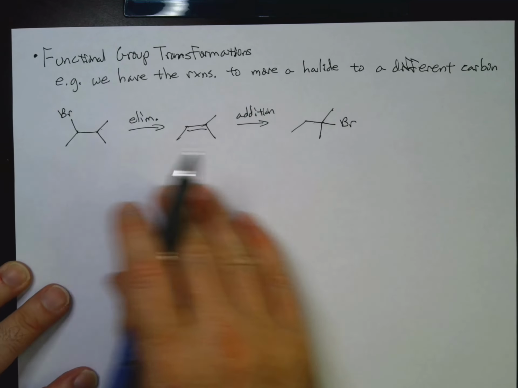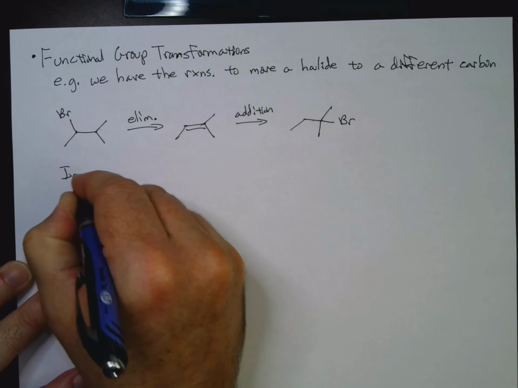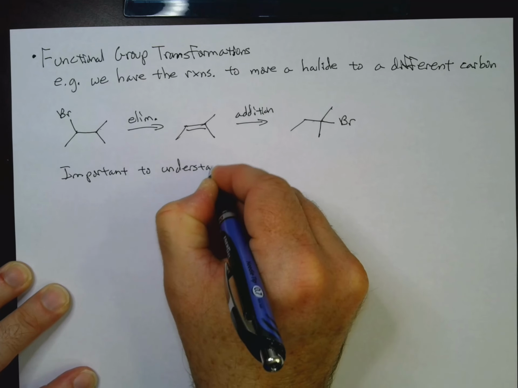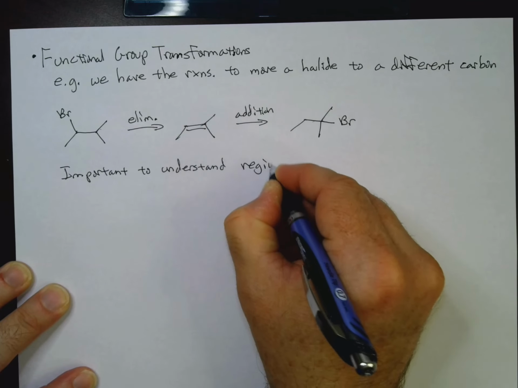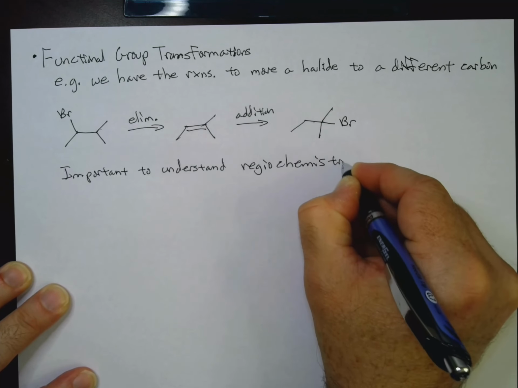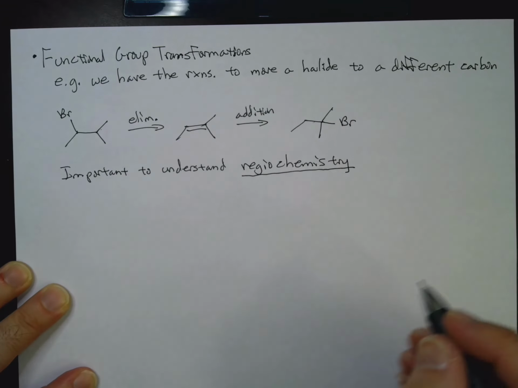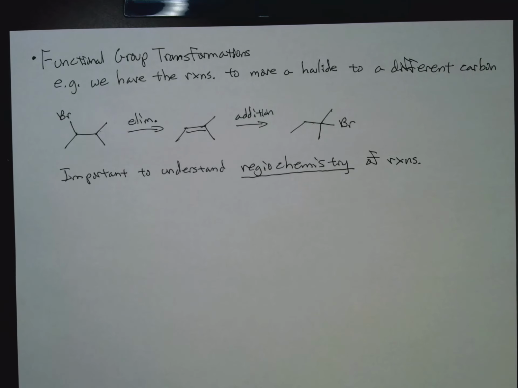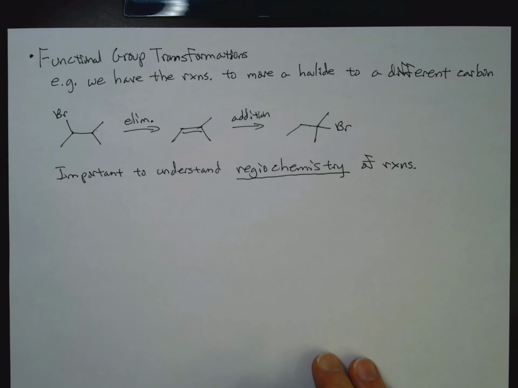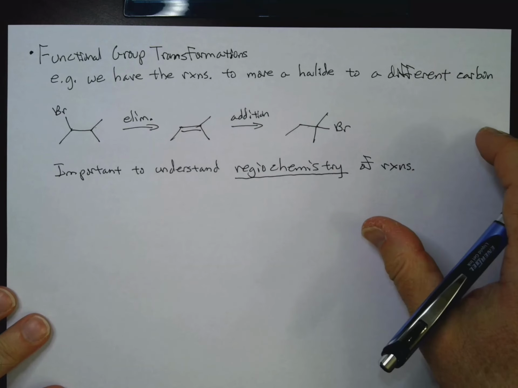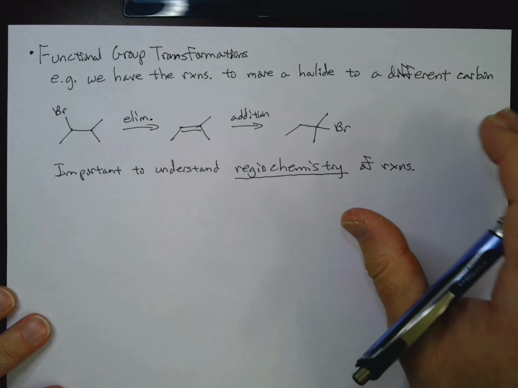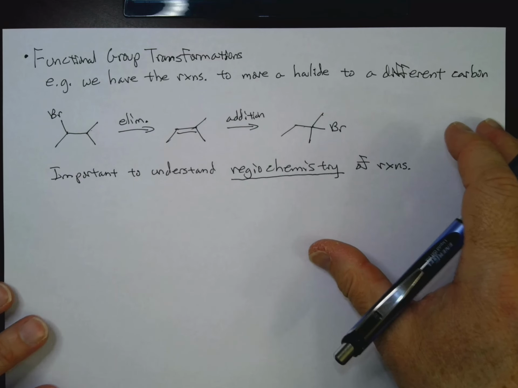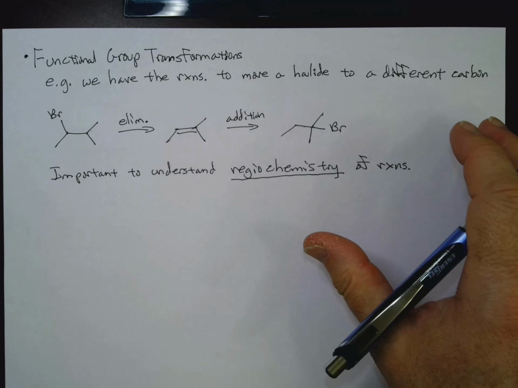And so it's important to understand the regiochemistry of the reactions. And again, the table of alkene reactions and the table of alkyne reactions talk about regiochemistry, Markovnikov and anti-Markovnikov. We actually saw also in elimination, we could get a Zaitsev product or a Hofmann product. Those are regiochemical differences. Okay.